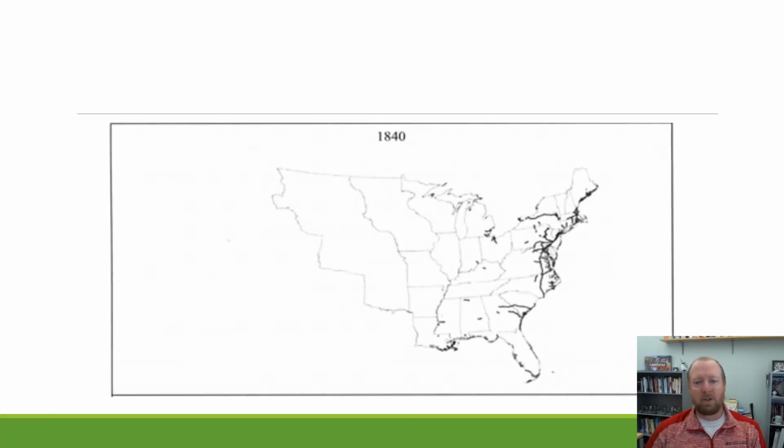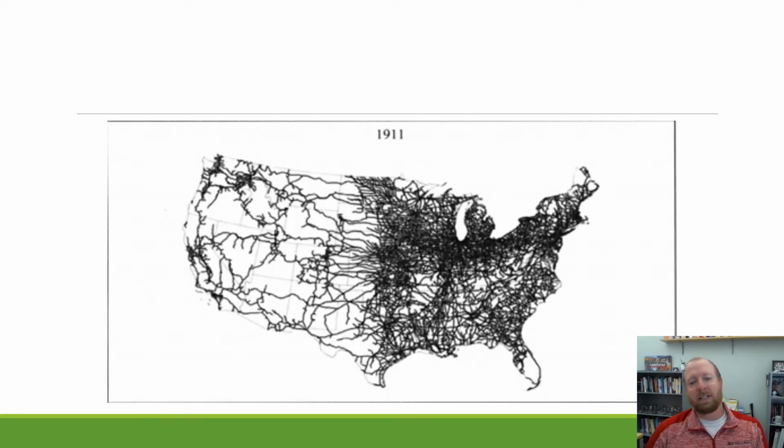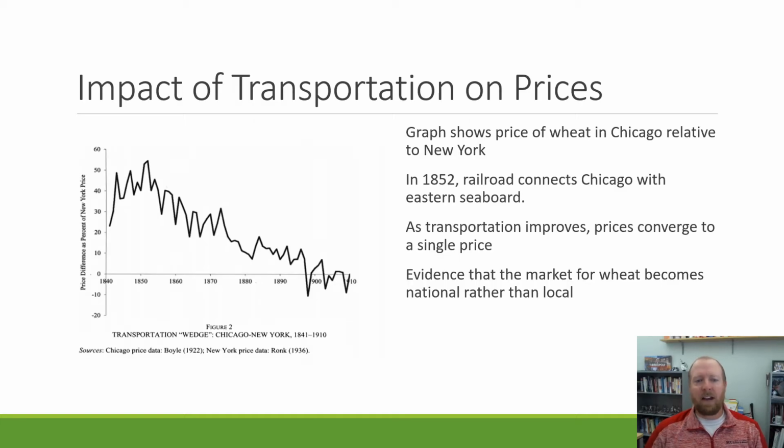So similar pictures. Here's 1840. By 1870, you see how many more railroads there were. And in 1911, almost entirely access anywhere in the United States by railroads. So railroads really were this large advancement in terms of connecting the country. And the effect this had, I think, is a really important picture. What this shows is the importance of a bunch of local economies becoming a national economy.